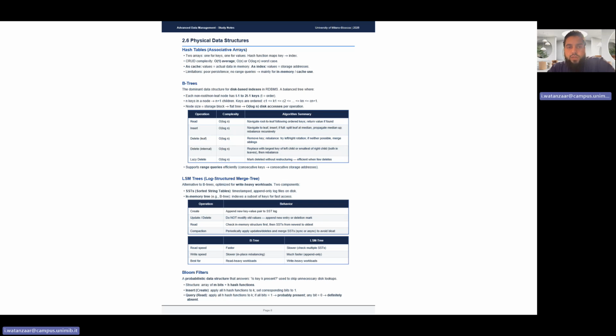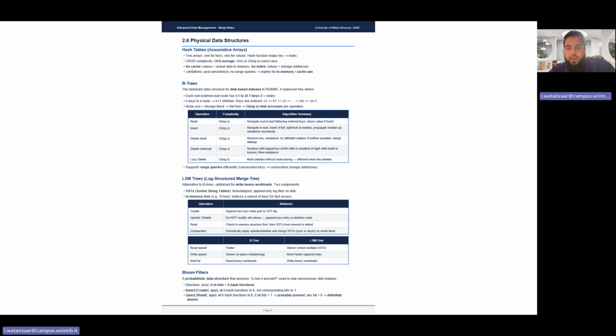The other component is in-memory trees, where we use in-memory B trees. The B trees index a subset of keys for fast access. We have operations like create, update, delete, read, and compaction, and we look at what the behavior is. When creating, we append a new key-value pair to the SST log. SST is nothing but sorted string tables.